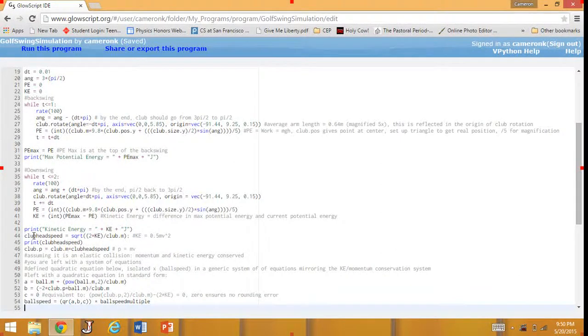The club head speed is calculated through the formula kinetic energy is equal to 1/2 mass times velocity squared. To solve for v, you have to find the square root of 2 times the kinetic energy divided by the mass of the club. And then I print that out, and then I define the momentum of the club, which is just mass times velocity. And I'm assuming that the collision between the ball and the club is an elastic collision, as I mentioned earlier.